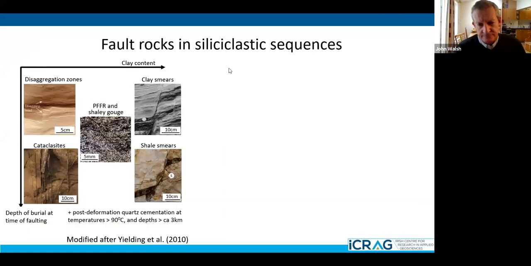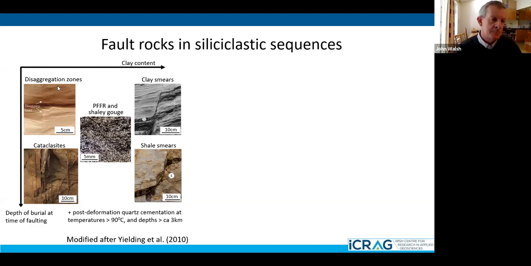Why does that happen? Well, in the North Sea, a lot of the rocks that we're talking about are actually sedimentary rocks, siliciclastics, so they're clastic sequences. This is what we're talking about, sedimentary-hosted systems. And if we look at the fault zones, the fault rock that we actually get along the fault, we plotted clay content here on the upper axis, and here on the left-hand axis, depth of burial.